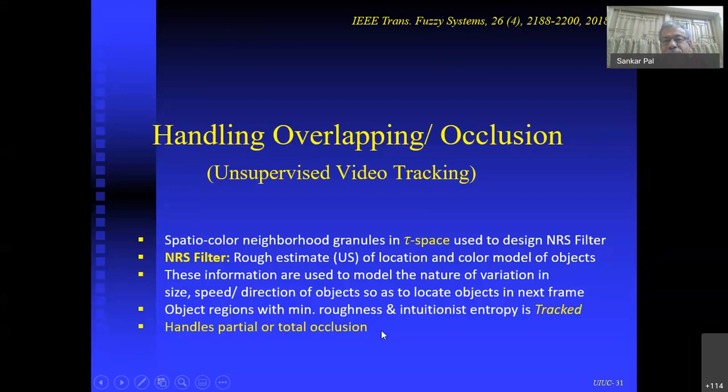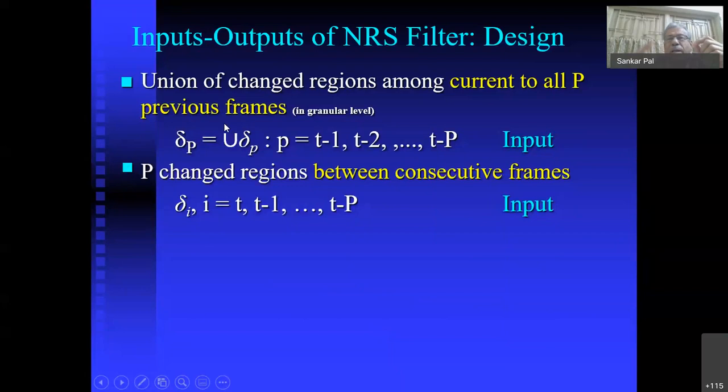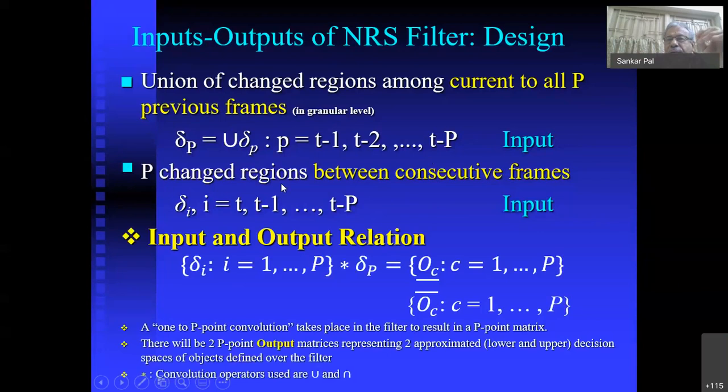So what is the trick? You take any frame, and you compute the difference with the previous frames, T minus 1, T minus 2, T minus 3, T minus 4, and you take the integration. So if there are P previous frames, you get a union of P matrices. Another one is that you take T minus 1, T minus 2, T minus 3, so you get P frames. If you have a background in electrical engineering, you take the input output relation, it's convolution. If there are P frames and one frame, it is a P to 1 convolution that results in P lower approximation matrices of the object and P upper approximation frames.